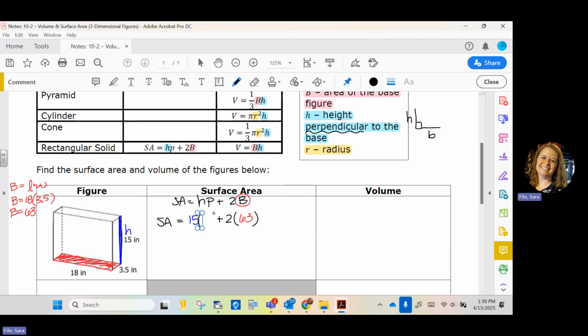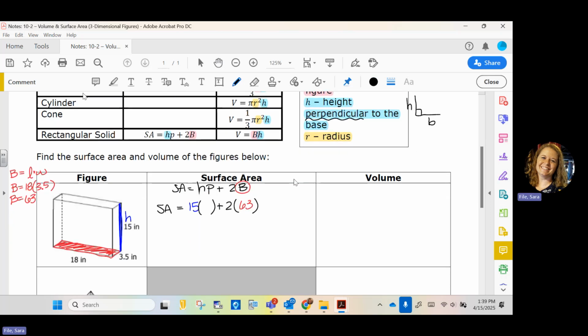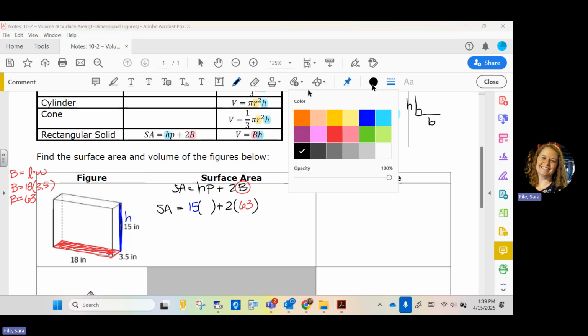Now I just need to find the P, which over here tells you P is the perimeter of the base figure. Okay, so my base is this red rectangle down here. So I need the perimeter of it.